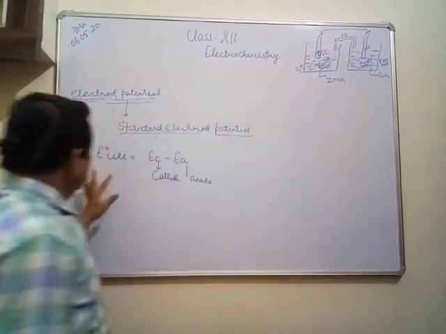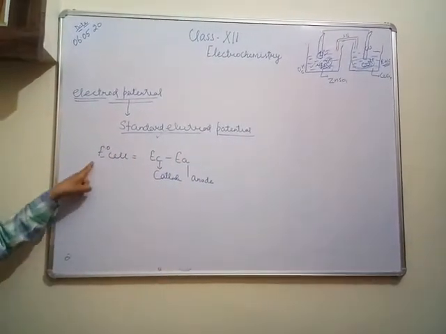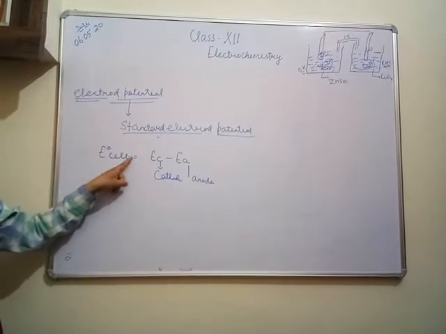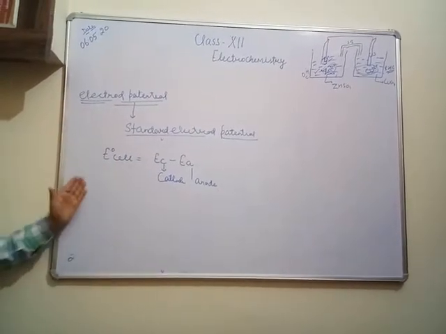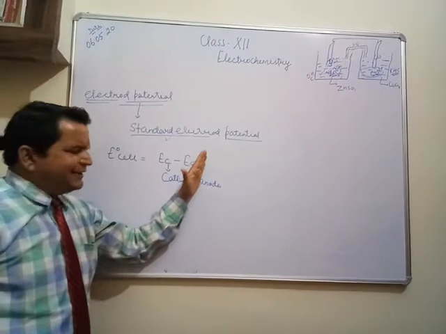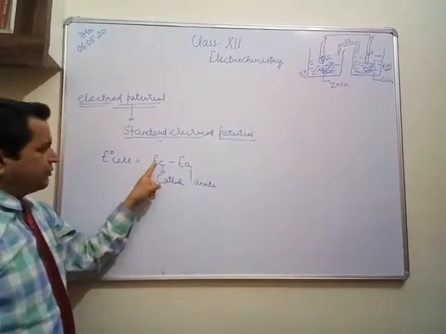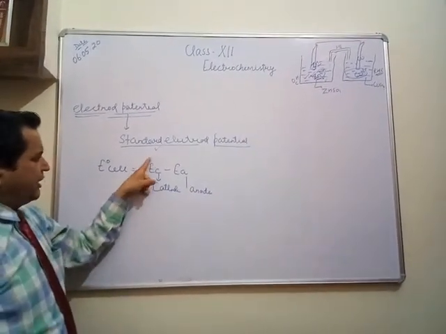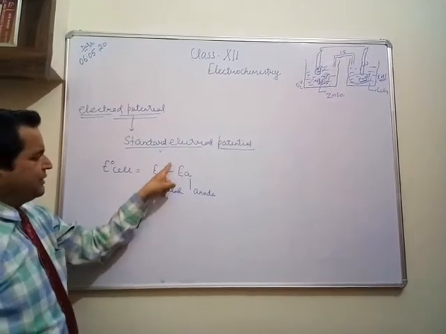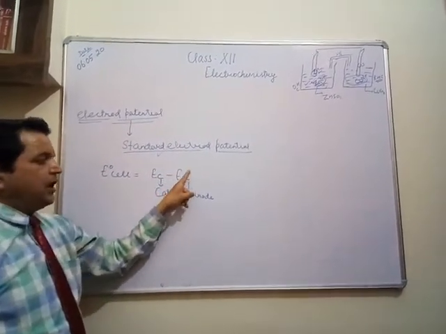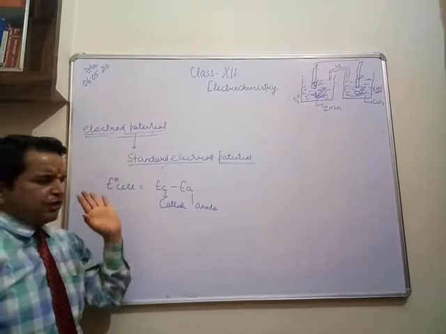Right? So whenever we find out the standard electrode potential, that is E cathode minus E anode, means the value of EC will be given, what is the electrode potential of that particular one, and the electrode potential of the other electrode in which oxidation takes place.